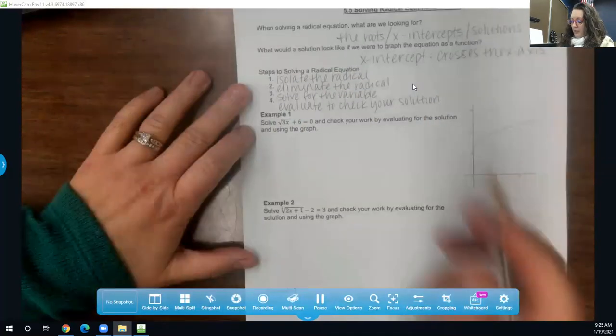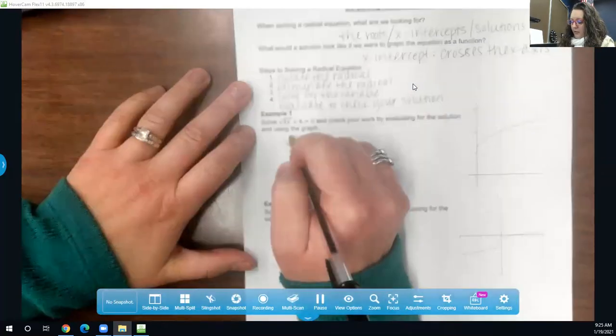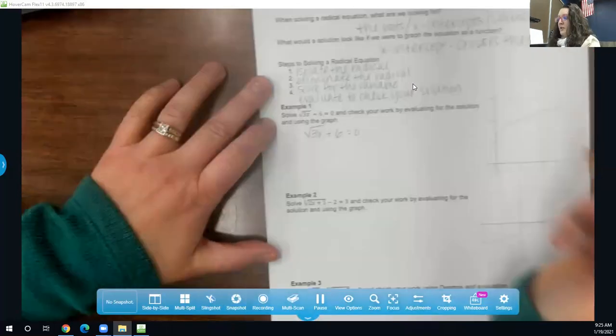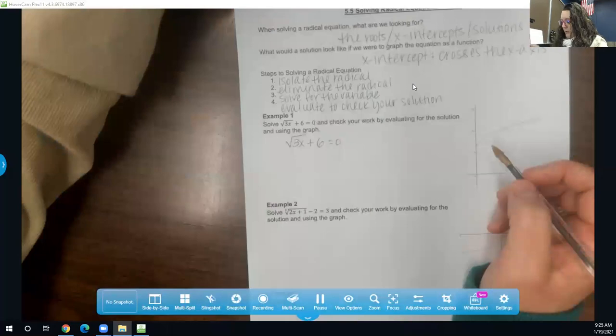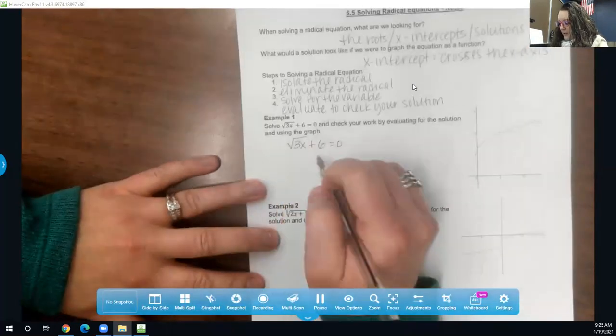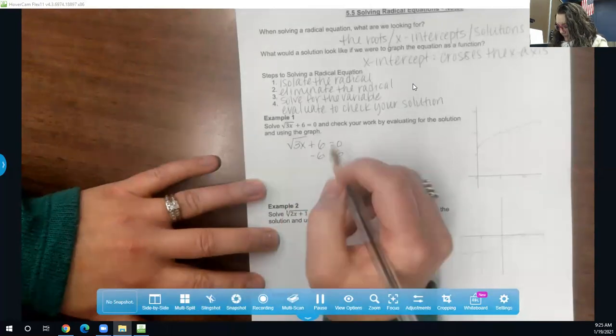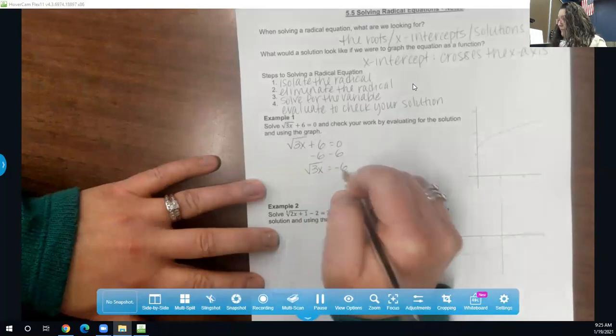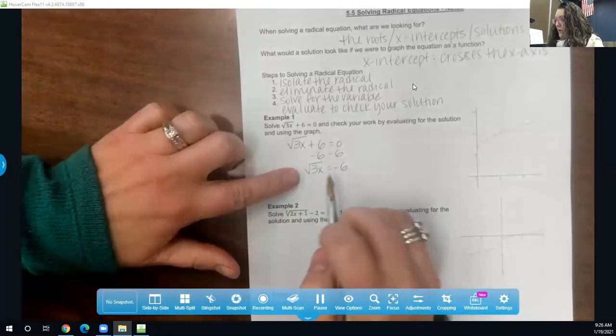So let's take our first one. The square root of 3x plus 6 equals 0. So if we were to follow our steps, we're going to first isolate our radical here. So I'm going to move my 6 to the other side. So I have the square root of 3x equals negative 6. So I isolated my radical.